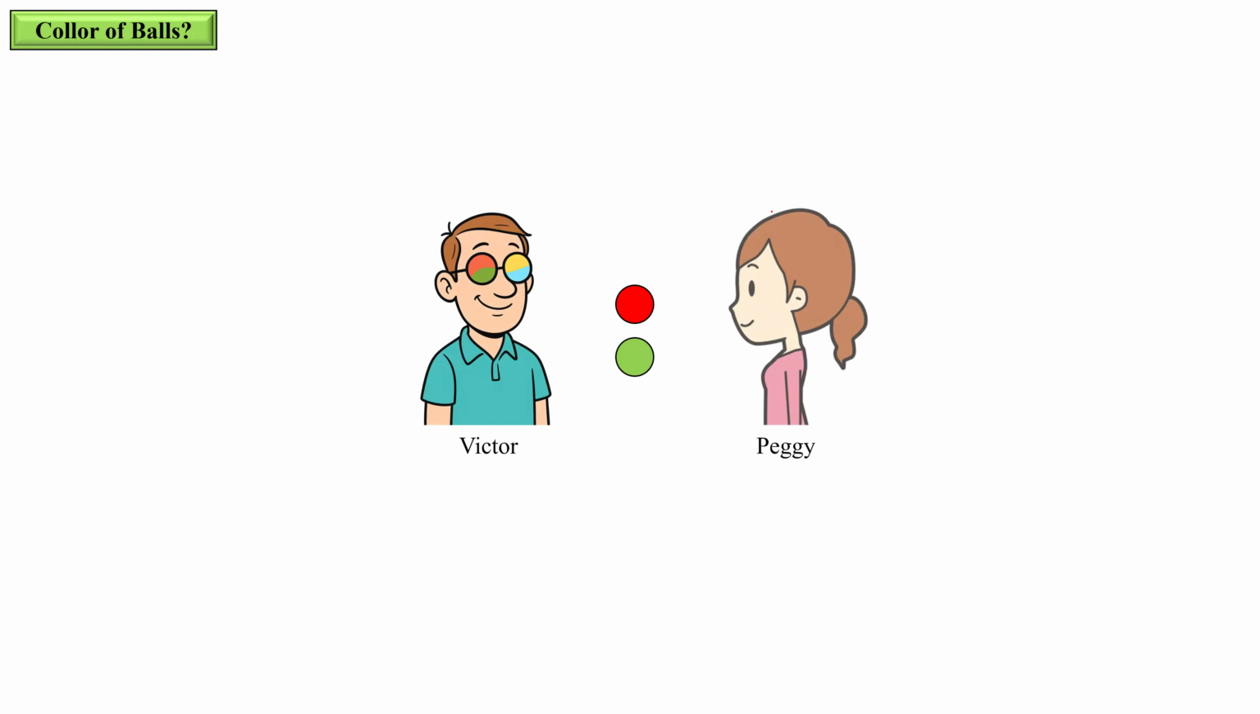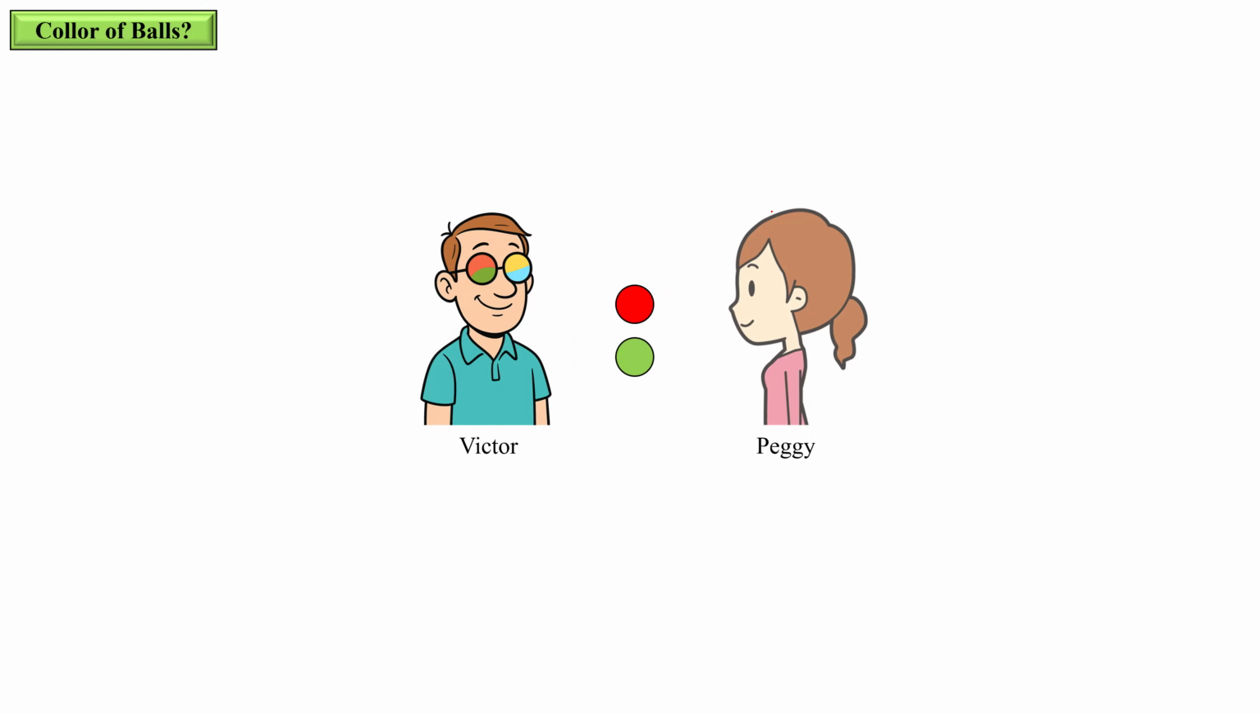Now we have a guy called Victor, who is colorblind. And also we have Peggy, who decided to prove to Victor that the colors of these two balls are different. Since Victor is colorblind, he cannot distinguish the colors by looking at the balls. So now we want to design a zero knowledge proof protocol that allows Peggy to convince Victor that the colors of the balls are really different.